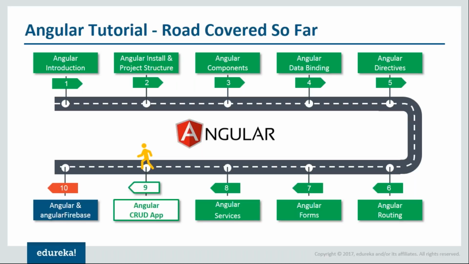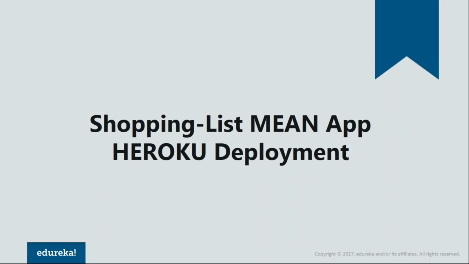Now the problem with that particular website was that we were able to access that web application, the MEAN stack app, locally only. What if you want to go ahead and deploy your application on cloud? So what are the steps that you have to follow? What we're going to do is deploy our MEAN stack application on a platform known as Heroku. And the best part about Heroku is that it provides you all those services for free. So let's go ahead and deploy our shopping list MEAN application.